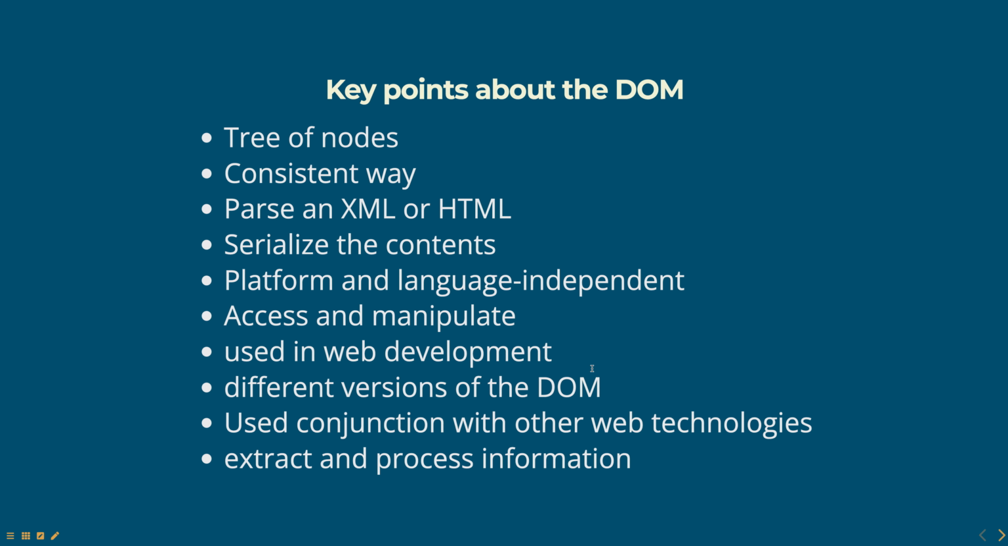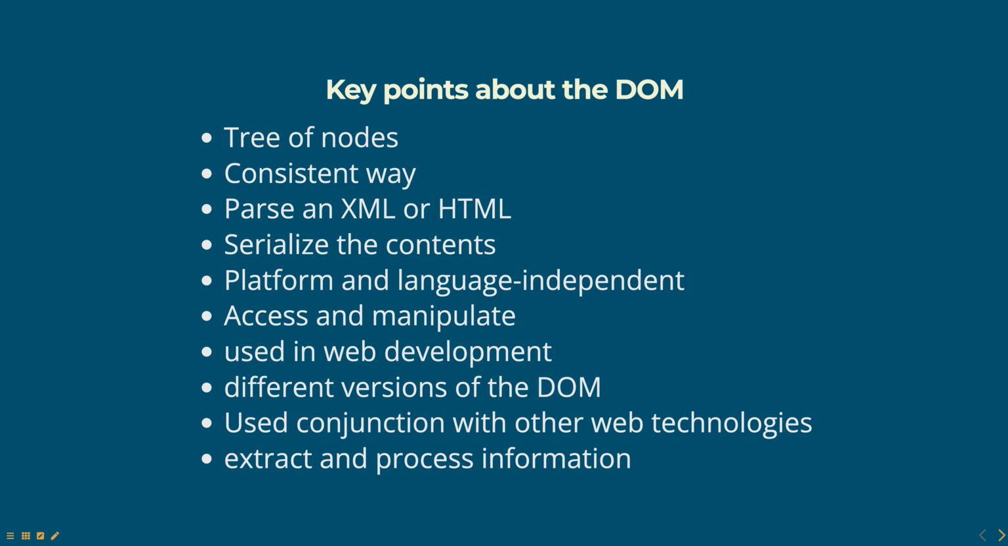Here are a few key points about the document object model. The DOM represents a document as a tree of nodes with the root node corresponding to the document element. Each node in the tree has a set of properties and methods that can be used to access and manipulate the contents of the document. The DOM provides a consistent way to access and manipulate the contents of an XML or HTML document, regardless of the language or platform used to create or parse the document.